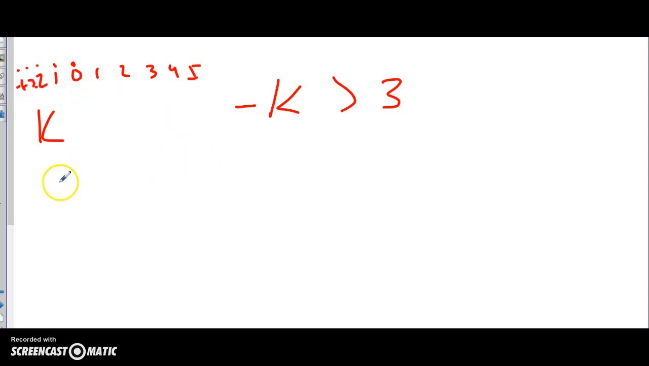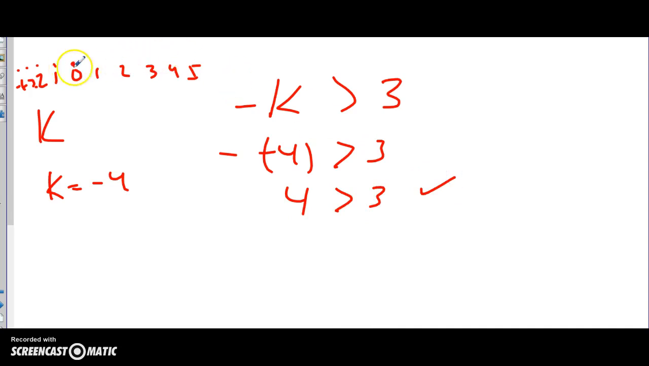So think about that for a second. Where is this true? Let's try if k is equal to negative 4. Is that true? Well, negative k is 4, and that's greater than 3. So yes. So I want the numbers on my number line that are way over here, big negative numbers.